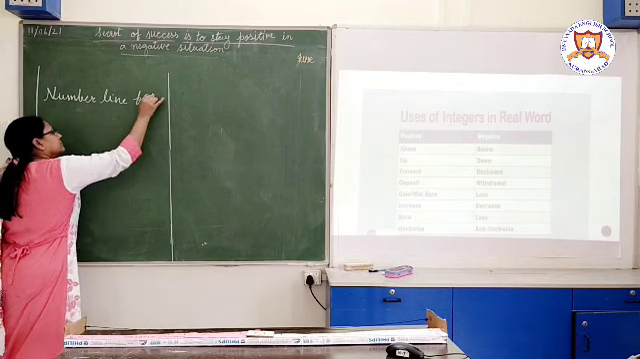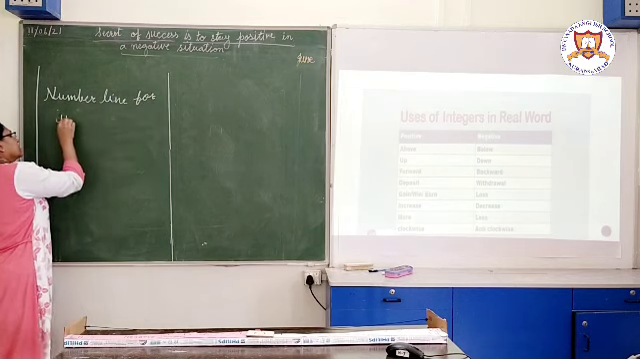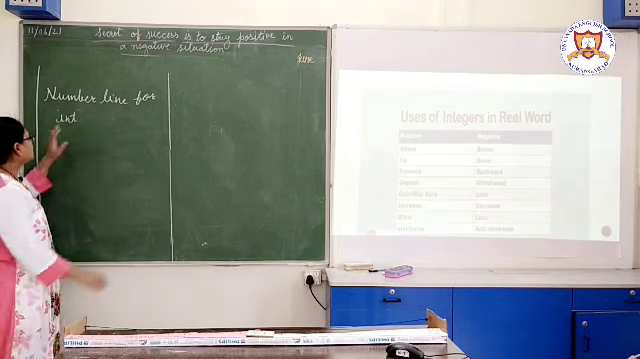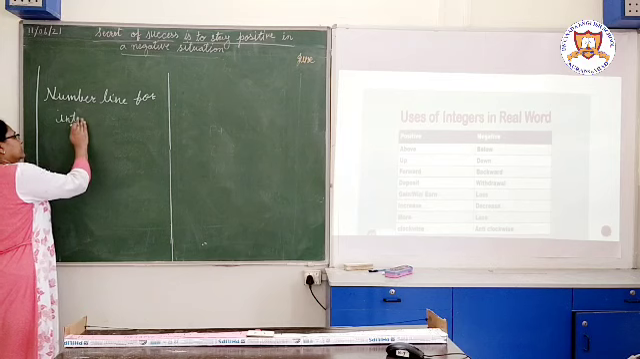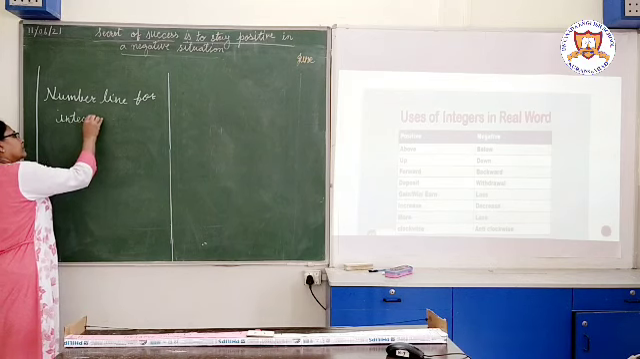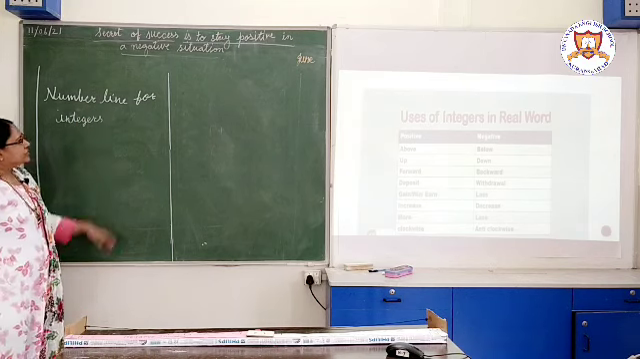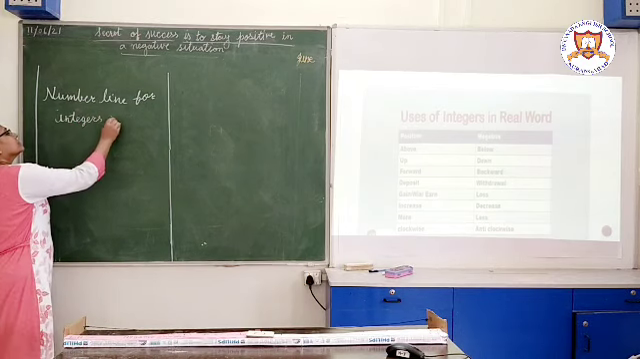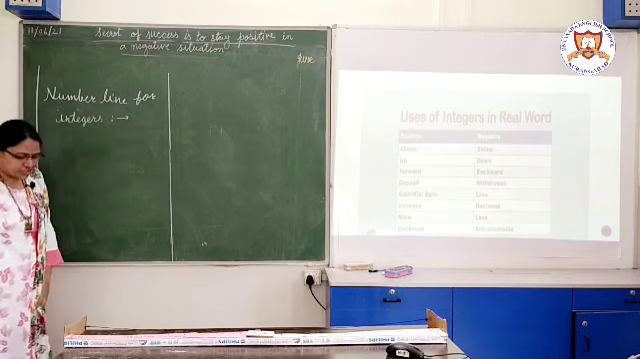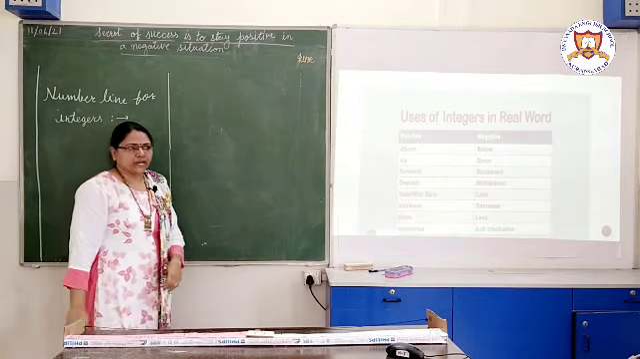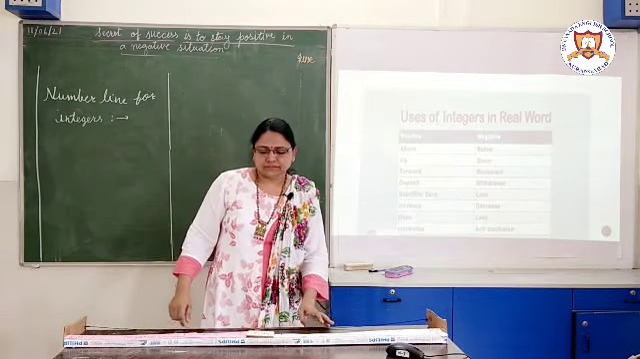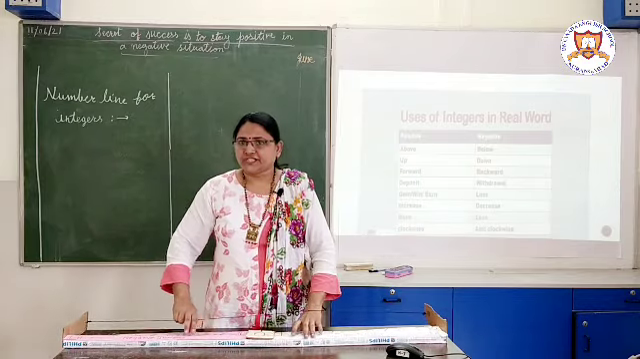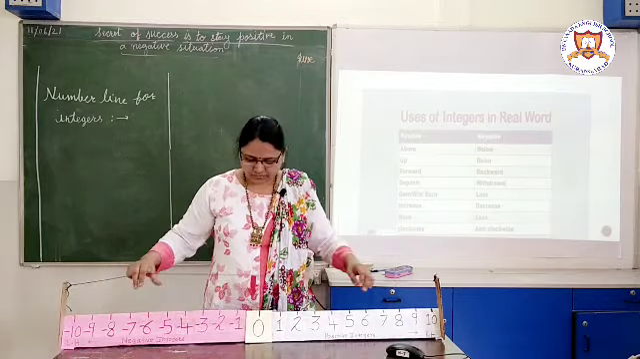For integers. Because there is a number line for whole numbers also, natural numbers also, but we will see here only the integers. Okay, so number line for integers. Whenever we show integers on a number line, see here I made one integer number line for you.